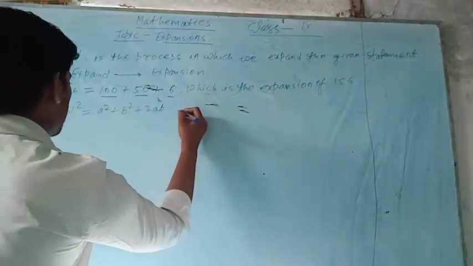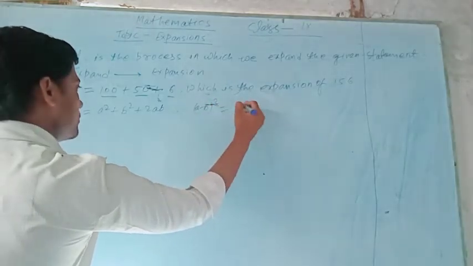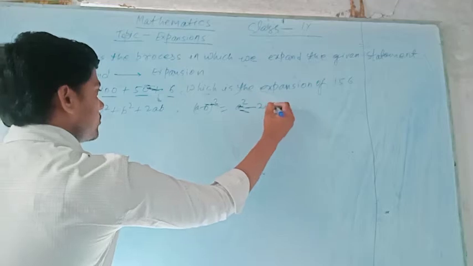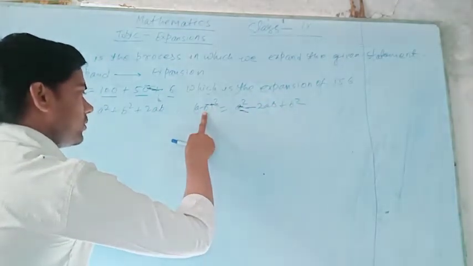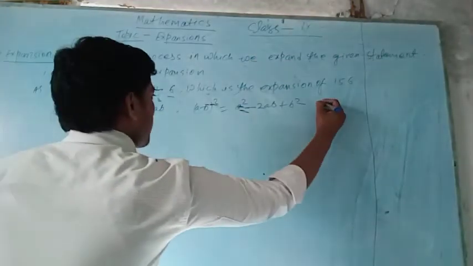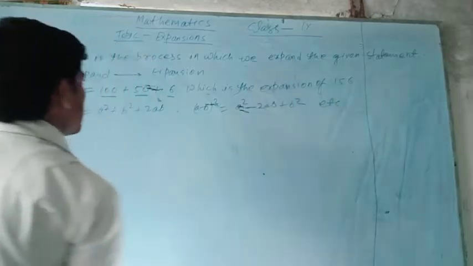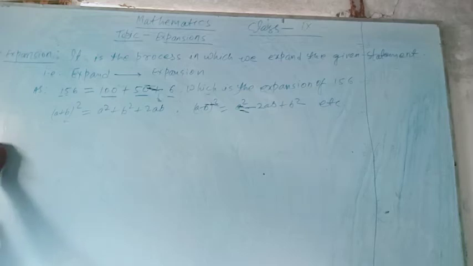One more example you can take. (a minus b) whole square is equal to a square minus 2ab plus b square, which is the expansion of (a minus b) whole square, etc. So expansion is the process in which we expand the given statement. Okay. Next topic is identities.